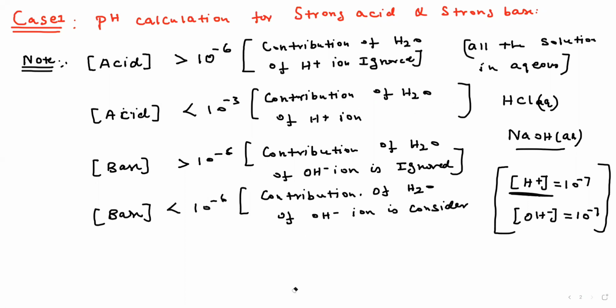Our contribution also is same, right? We have to consider the H plus concentration if the acid concentration is less than 10 power minus 6. Please note, 10 power minus 6. So all value 10 power minus 6.